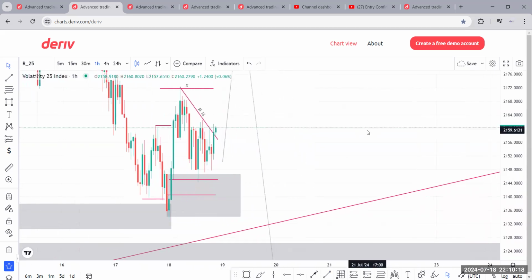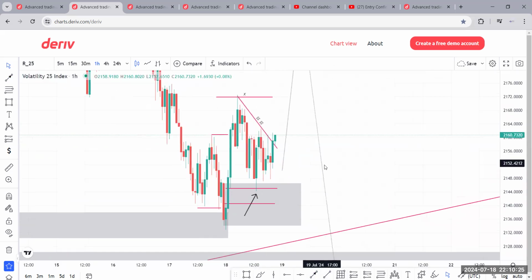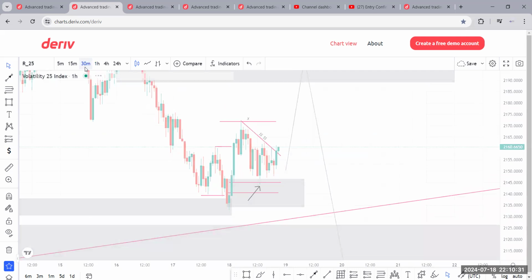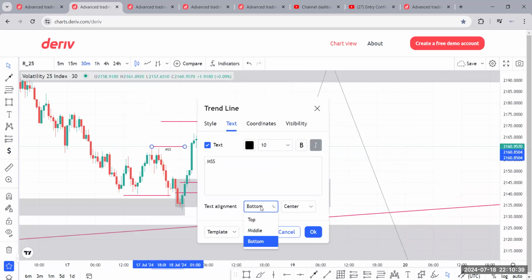And this candle traded right back into the fair value gap. And we are seeing that push outside of the zone. All right. So when we go to the 30 minutes, it looks very nice. So we had a market structure shift.